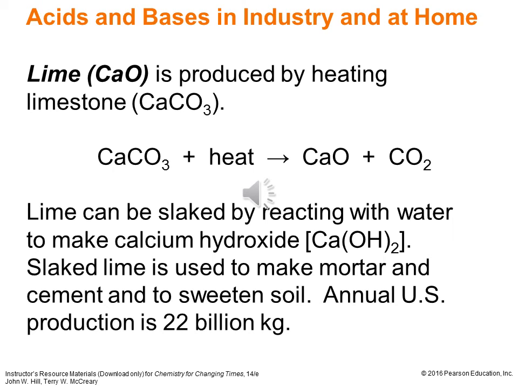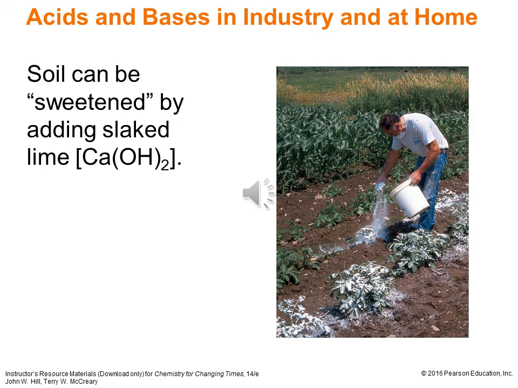So remember, sulfuric acid was 40 billion. The hydrochloric acid was just a tenth of that at 4 billion. Lime is about half as much produced as sulfuric acid, so it's definitely a very useful substance and a very commonly produced and used substance in U.S. chemistry. And so here we see that process of sweetening soil by adding the slaked lime, the calcium hydroxide.